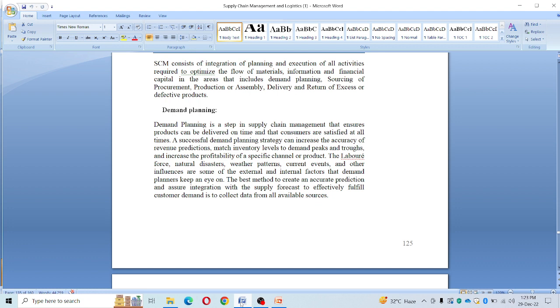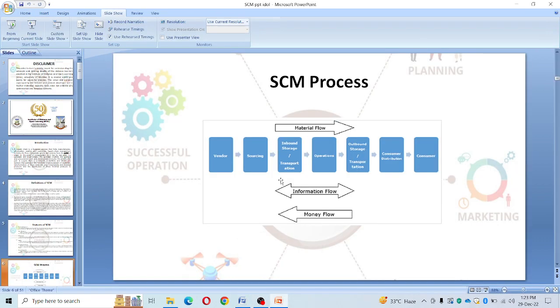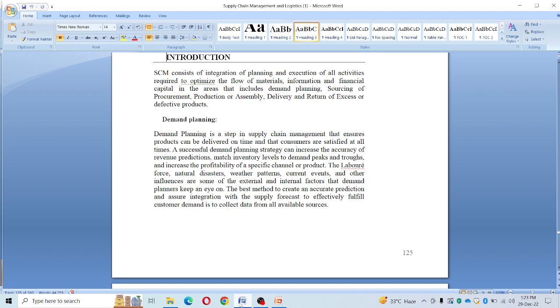So what is SCM? SCM consists of integration of planning and execution of all activities required to optimize flow of material, information, money in the areas that include demand planning, sourcing of procurement, production or assembly, delivery or return of excess or defective products. Now when we see this particular diagram, it is very evident and clear that material flow takes place, information flow takes place, financial capital flow takes place. So what other things are given in SCM integration? We have sourcing or procurement, we have demand, we have production, and we have reverse logistics.